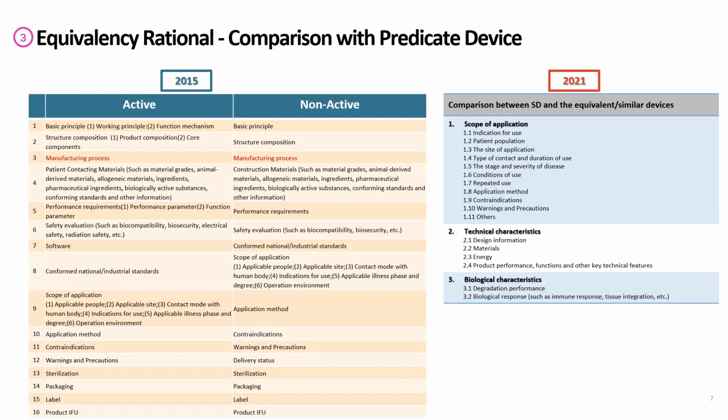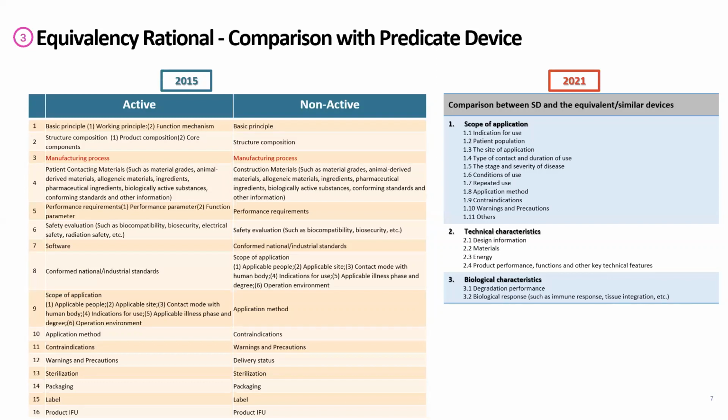And the third part is about the biological characteristics. Previously, when we did the comparison table, as we did on the left side, we didn't need to mention much about the biological part. We just let the reviewer know that we follow the standards and we follow the regulations from other requirements.